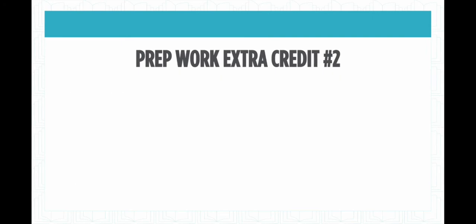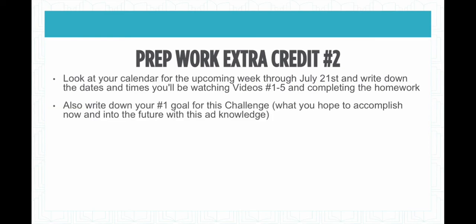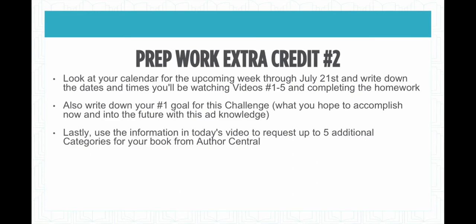Prep work extra credit number 2. I want you to look at your calendar for the upcoming week through July 21st and write down the dates and times that you'll be watching videos 1 through 5. You've already watched video 0 by this point, and completing the homework. I'd also like for you to write down your number 1 goal for this challenge, what you're hoping to accomplish now and into the future with this ad knowledge. Lastly, use the information in today's video to request up to 5 additional categories for your book from Author Central. I have a very specific reason why we're doing this now, and you'll find out in video number 2, actually.